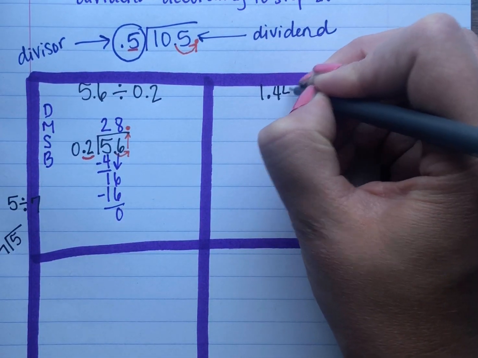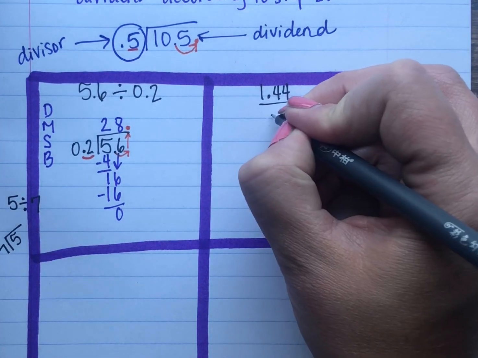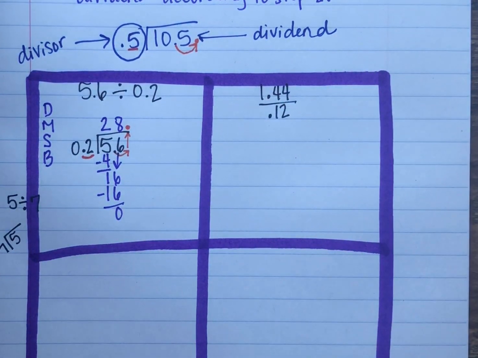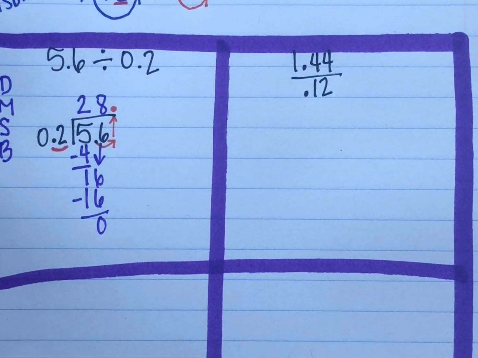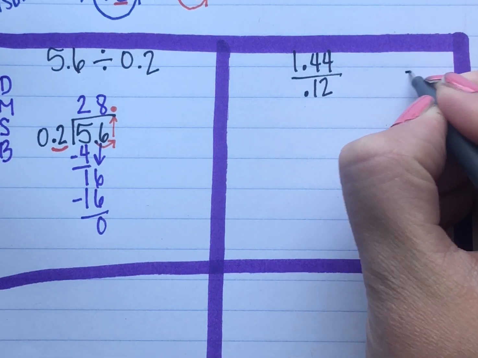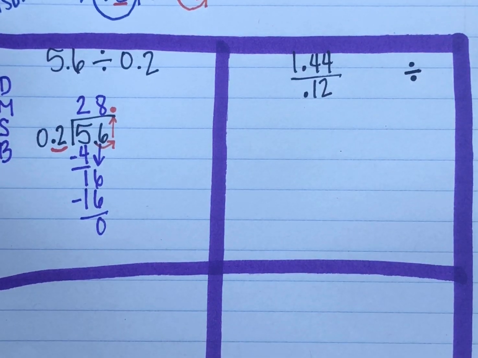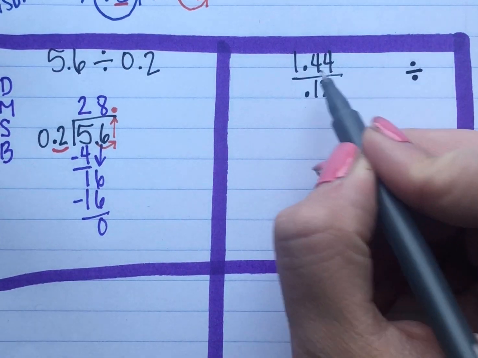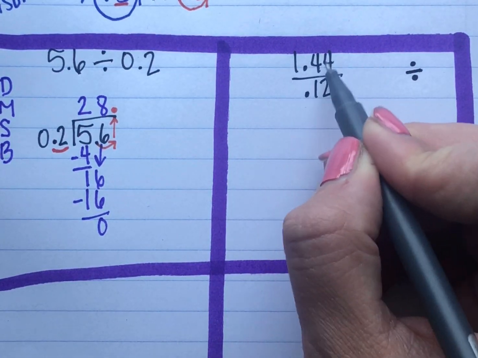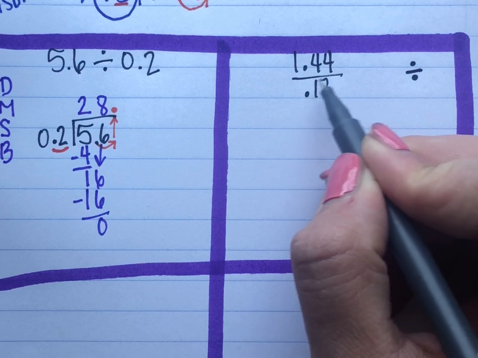1 44/100 divided by 12/100. Notice it's kind of written as a fraction. In 7th grade, you're gonna see lots of things that look like a fraction. A fraction is just a division problem. So if you think about the fraction bar, it's a number on top and a number on the bottom. So it's just another way to write a division problem. So this is going to be the dividend, and this is going to be the divisor.